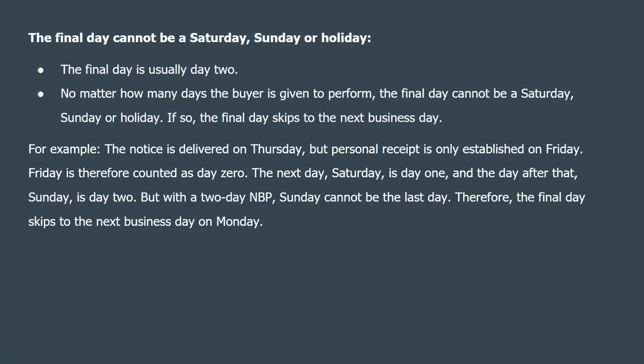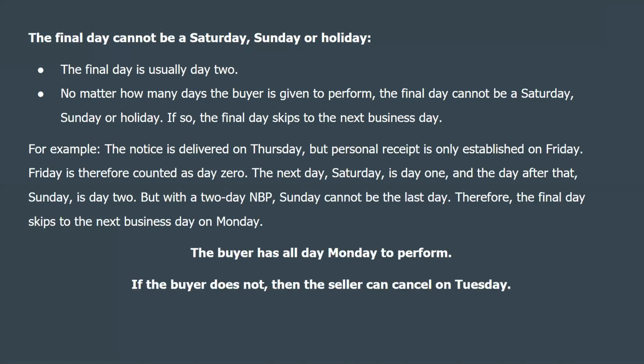So for example, the notice is delivered on a Thursday, but personal receipt is only established on Friday. Friday is therefore counted as day 0. The next day, Saturday, would be day 1, and the day after that, Sunday, is day 2. But with a 2-day notice for the buyer to perform, Sunday cannot be the last day. Therefore, the final day skips to the next business day on Monday. The buyer has then all day Monday to perform till 11:59 at night. If the buyer does not, then the seller can cancel on Tuesday.